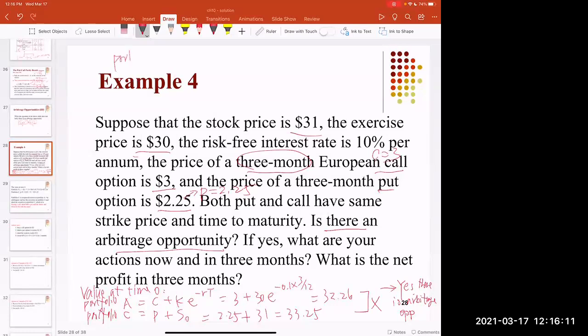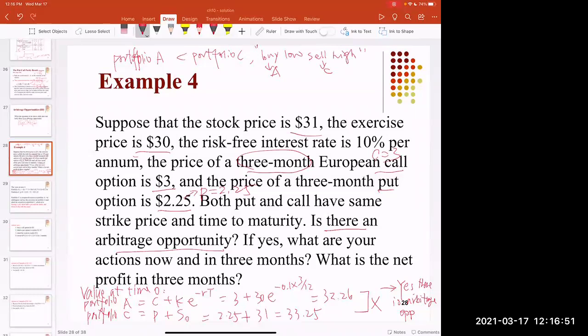In this case, portfolio A is less than portfolio C, right? You compare these two values at time 0. So if it's less, we're gonna buy low, sell high. This is always true, okay? Buy low, sell high. Buy what? Buy portfolio A, because portfolio A is lower, and sell high. Sell what? Sell portfolio C. Portfolio C is high.